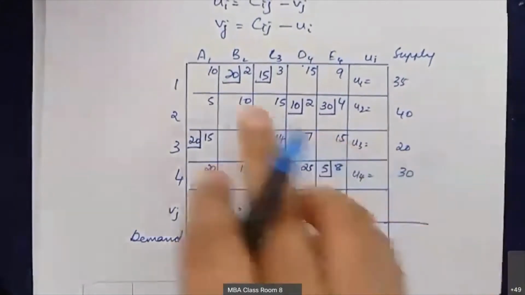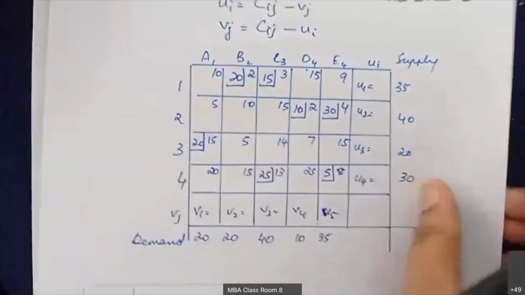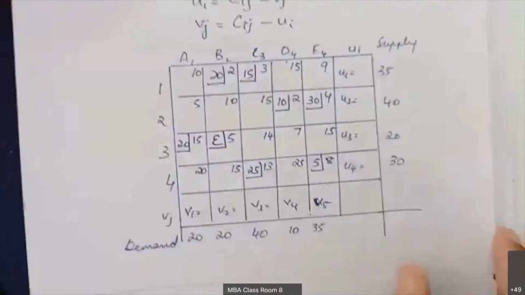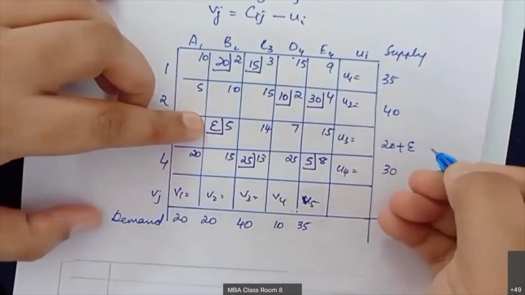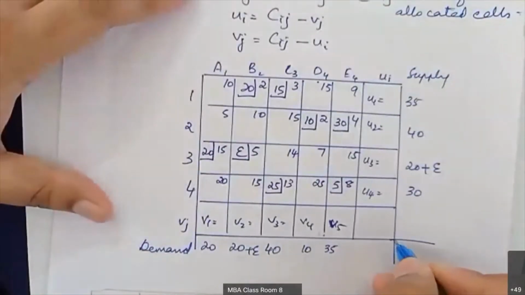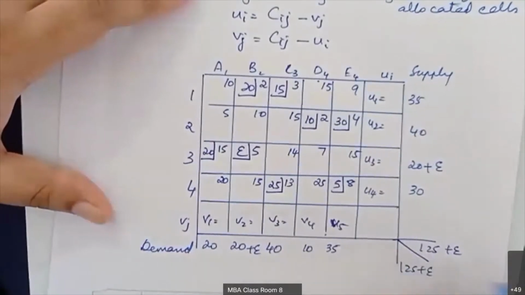Okay, the same allocations that I found in the previous steps, I have written over here, plus we have our small allocation, which is that epsilon allocation. We gave the epsilon for this 5 over here now. So I'm going to write that epsilon over here. Okay, now I'm going to update my demand and supply values. Here it is 20 plus epsilon. Here it is 20 plus epsilon. Then here it becomes 125 plus epsilon. Here also it will be 125 plus epsilon.